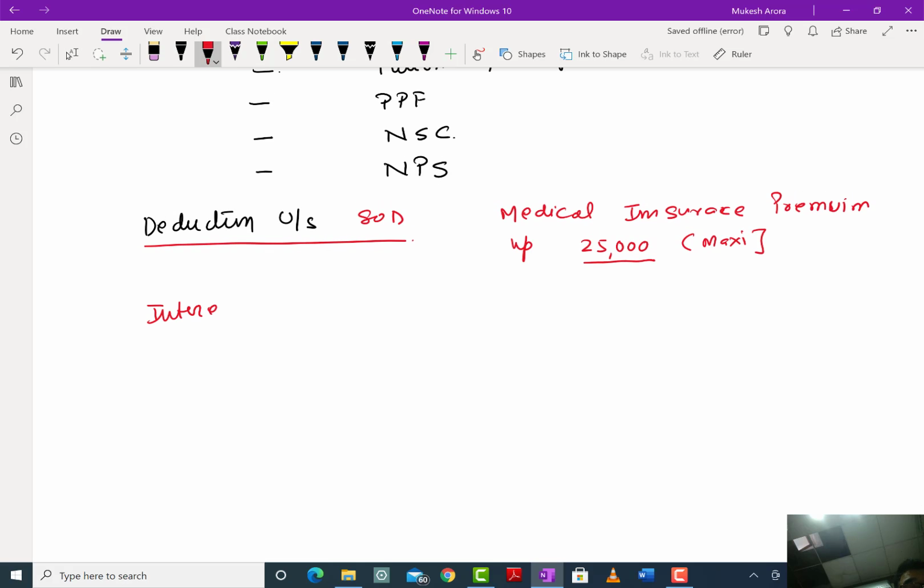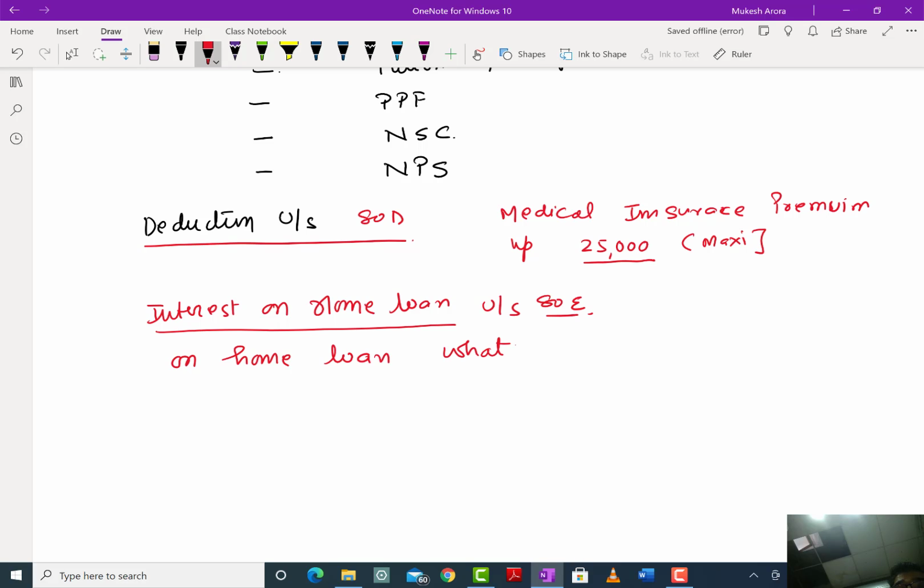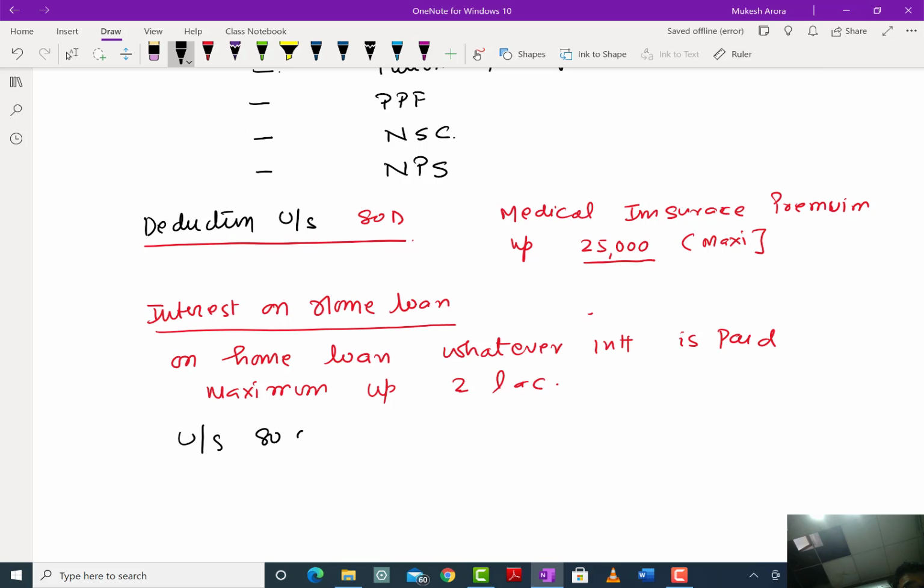Interest on home loan. If a person has taken a home loan, the owner can claim the deduction on whatever interest is paid, maximum up to 2 lakh of deduction I can avail.